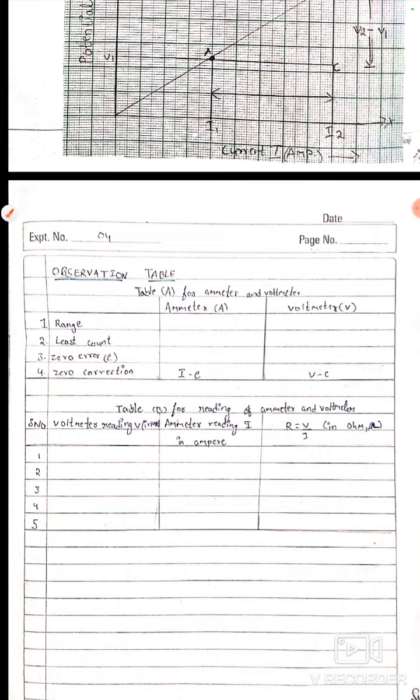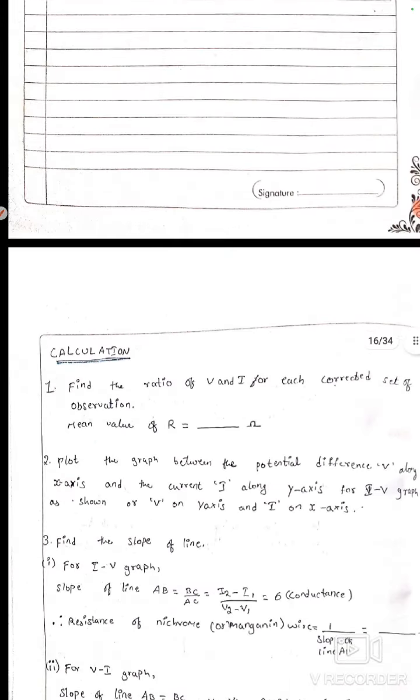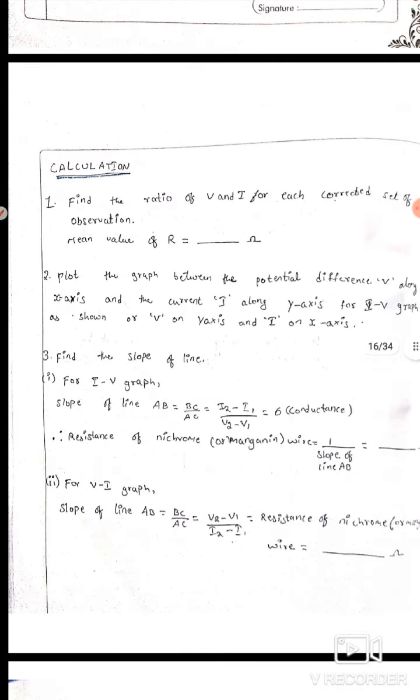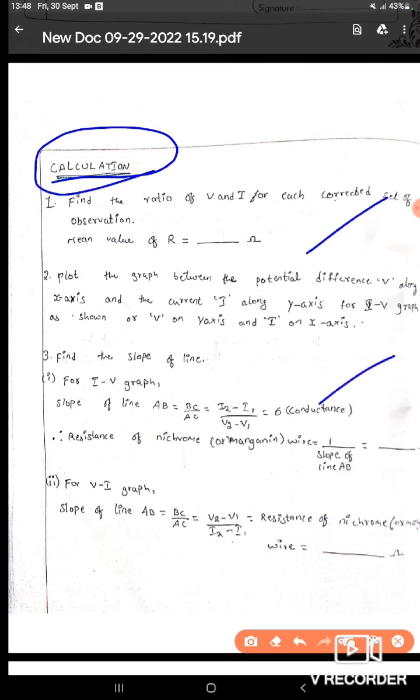Same thing, the observation. You maintained it on the ruled side, so just keep it on the white paper side only. Next, calculation. This is a very good thing. The calculation should be maintained on the white paper side only. It's very fine. It's good.